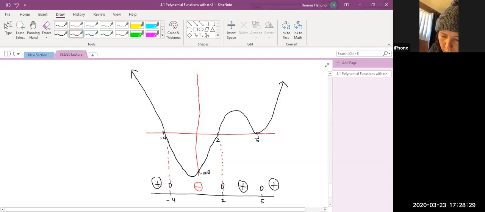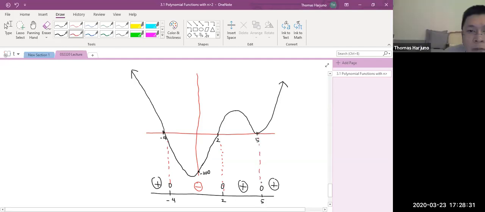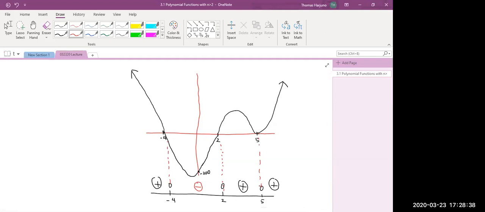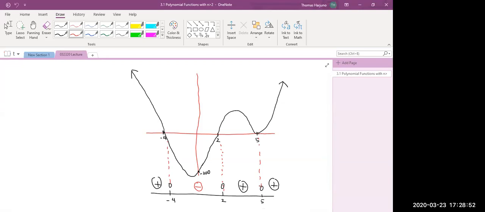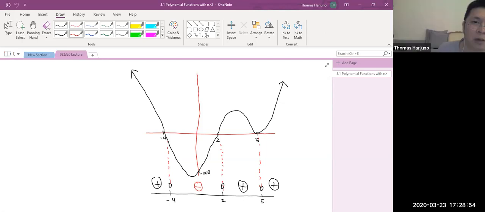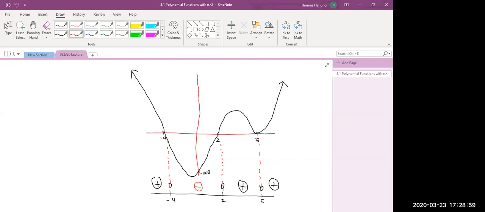Now, that's the sketch of the graph. Is it okay, everybody? Yes. Okay. So the key point that I want to explain here is how to use the sign graph that we learned before to help us sketch the graph. If the sign is positive, it means it is above the x-axis. If the sign is negative, it means it is below the x-axis.